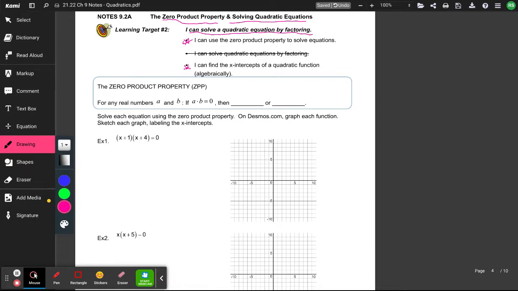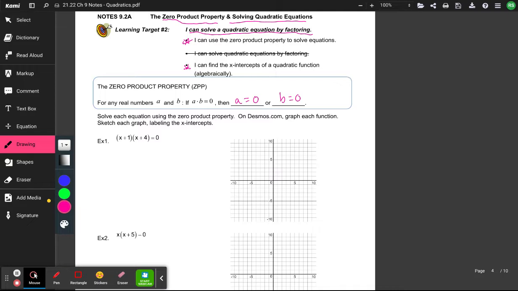So the zero product property: for any real numbers a and b, if a times b is equal to 0, then we know that either a is equal to 0 or b is equal to 0. So if it's 5 times 0, that's 0. If it's 0 times 5, still 0. So if the product of two numbers is 0, we know that at least one of them has to be 0. So we're going to walk through a couple of these examples here.